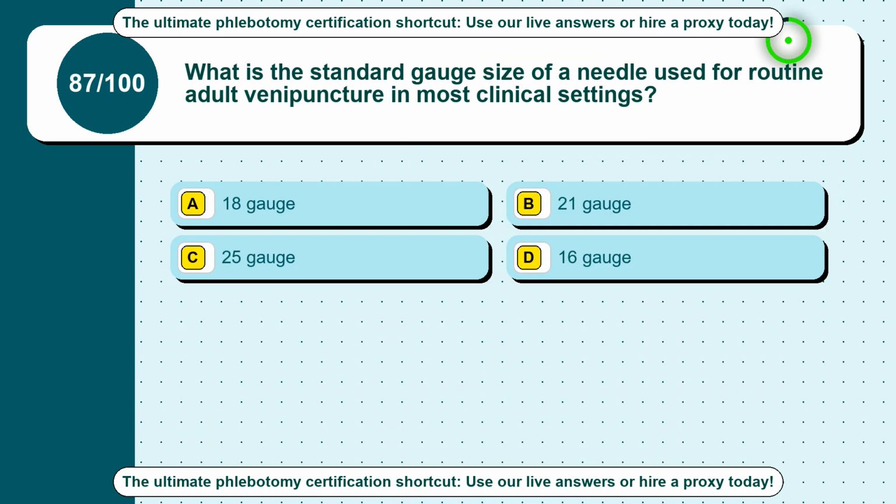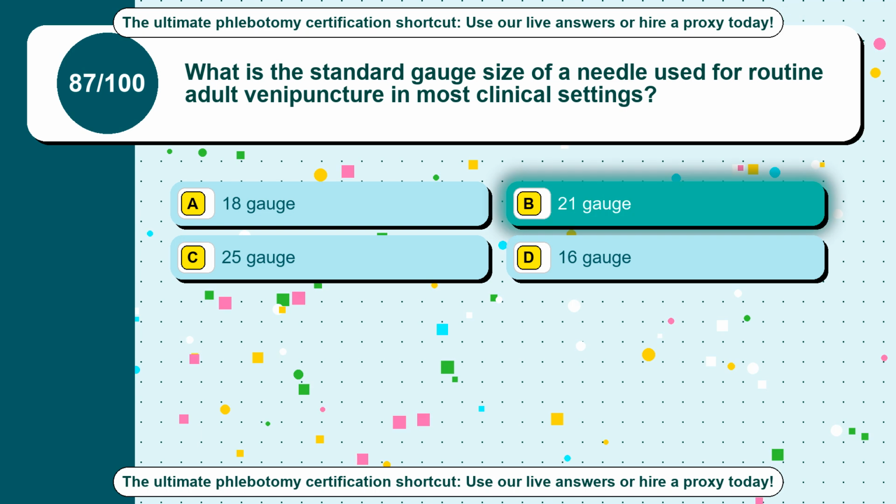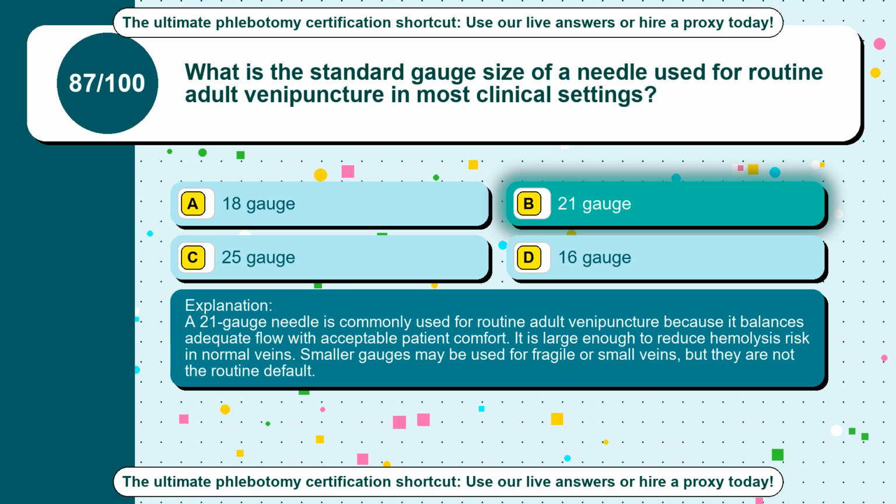Question 87. What is the standard gauge size of a needle used for routine adult venipuncture in most clinical settings? Option A, 18 gauge. Option B, 21 gauge. Option C, 25 gauge. Option D, 16 gauge. The correct answer is option B, 21 gauge. A 21 gauge needle is commonly used for routine adult venipuncture because it balances adequate flow with acceptable patient comfort. It is large enough to reduce hemolysis risk in normal veins. Smaller gauges may be used for fragile or small veins, but they are not the routine default.